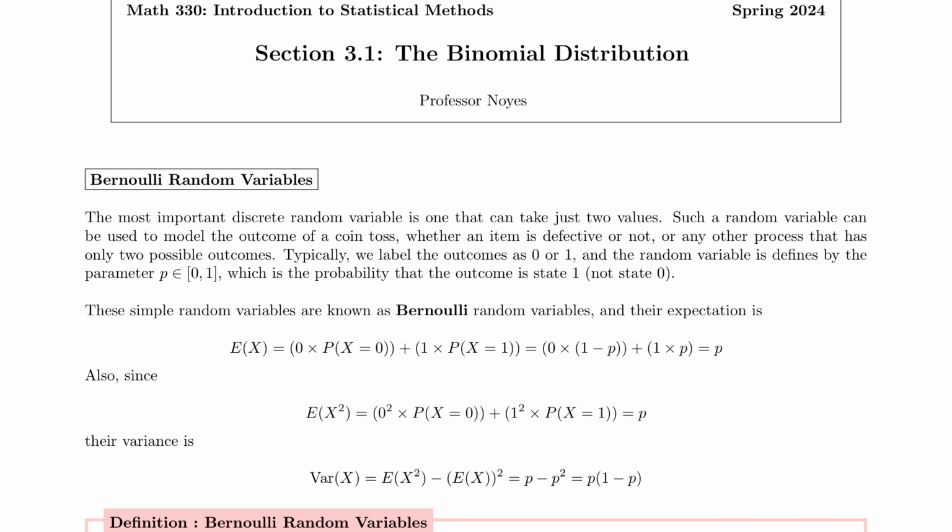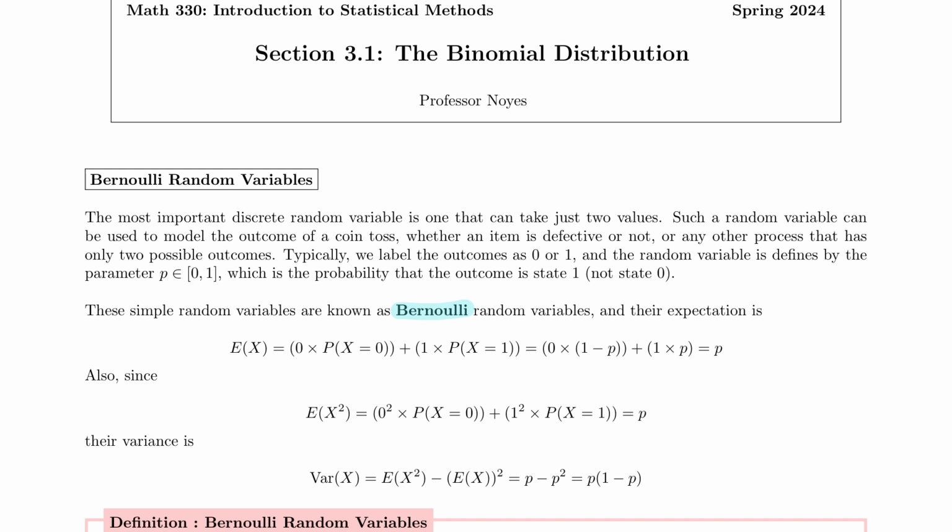So typically when that happens, the random variable is then defined by the parameter p that has to still be between 0 and 1 inclusive, which is the probability that our outcome is from state 1, not from state 0. And again, that goes back to when we were looking at the number of defective items in a shipment. I think we looked at hard drives in an earlier section. And in that section, a success, or a state 1, would be that we found a defective hard drive, because that's what we're interested in measuring here. So these types of simple random variables are known as Bernoulli random variables.